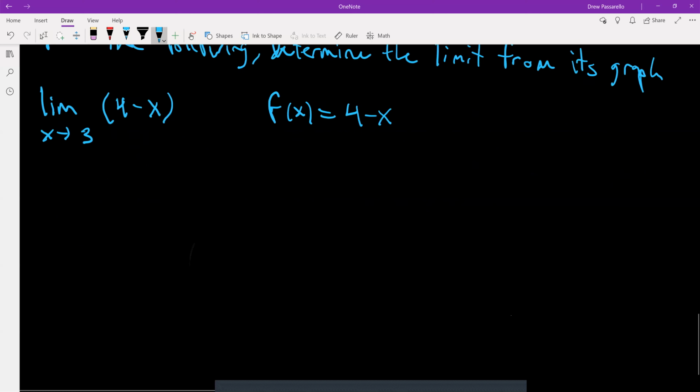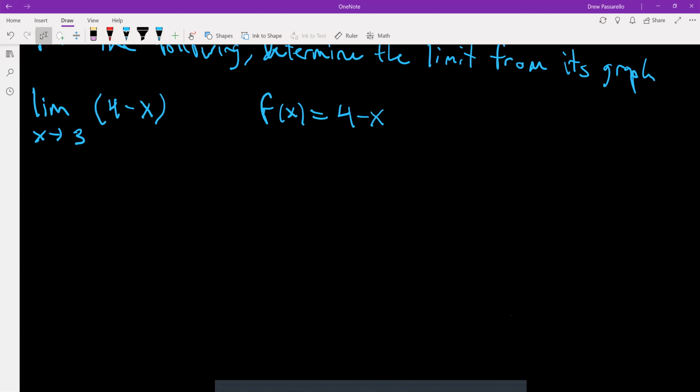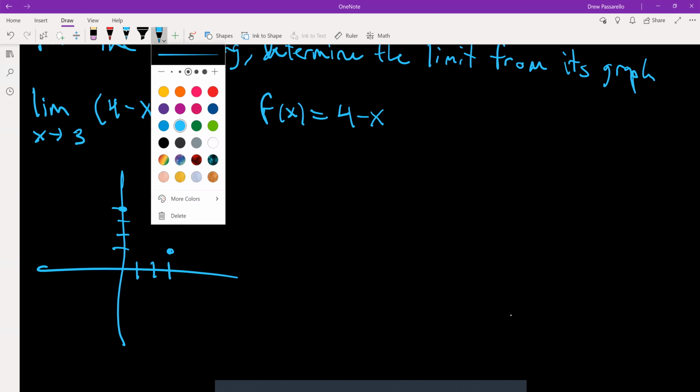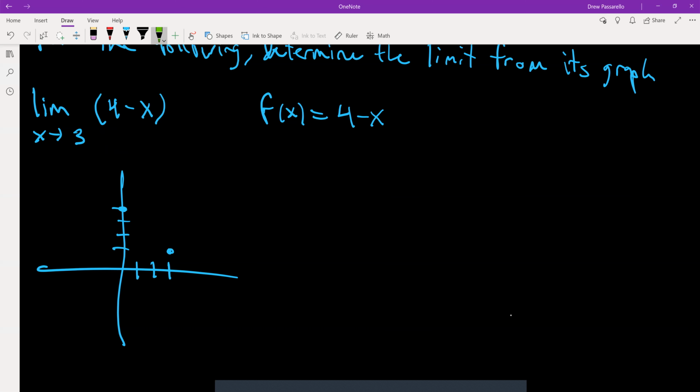That's going to be a line that intercepts the y-axis at 4. The y-intercept is 4. So as far as what this looks like, we'll use a different color. Let's say I did green for the line. So it looks something like this. All right, and the y-intercept is 0, 4.